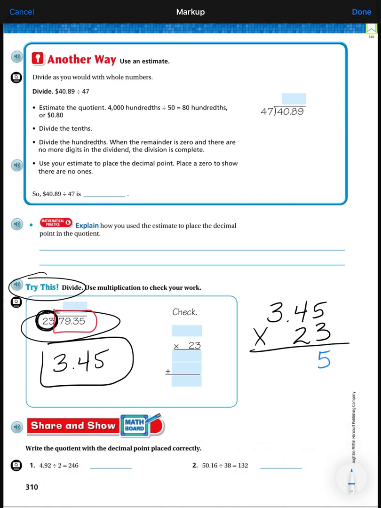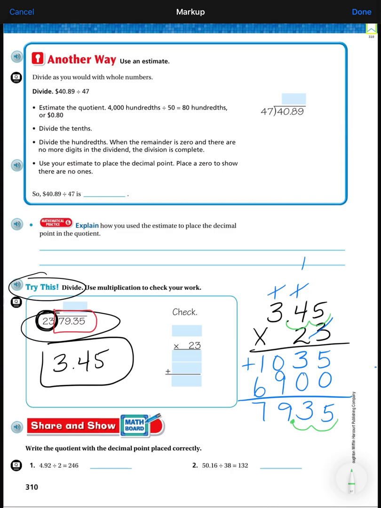3 times 5 is 15, carry the 1. 3 times 4 is 12, plus 1 more is 13, carry the 1. 3 times 3 is 9, plus 1 more is 10. Cross out everything we've used, 0. 2 times 5 is 10, carry the 1. 2 times 4 is 8, plus 1 more is 9, and 2 times 3 is 6. And we add them, 5, 3, 9, 7. Bring our decimal point over, 1, 2, 1, 2. 79.35, so we know that we did our math correctly.